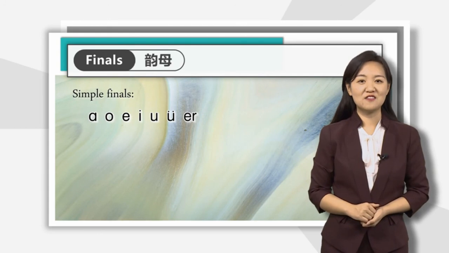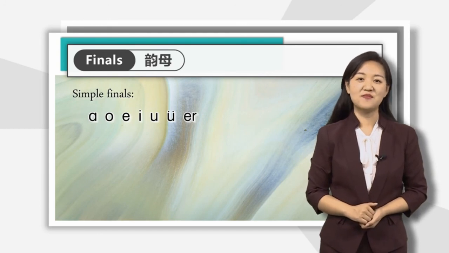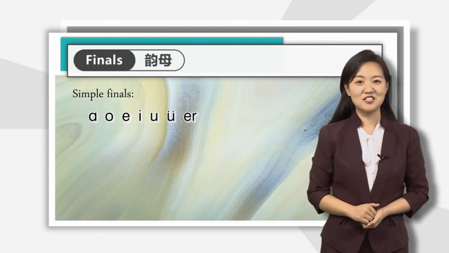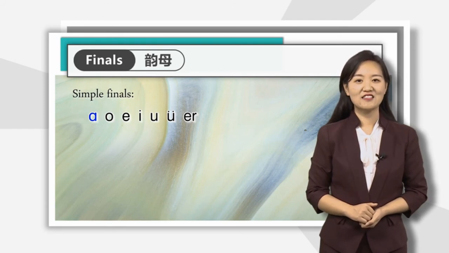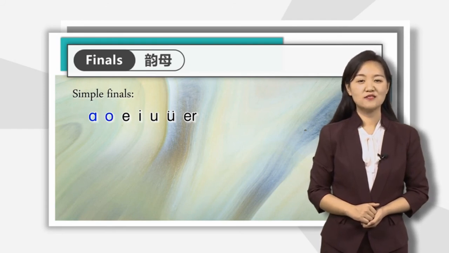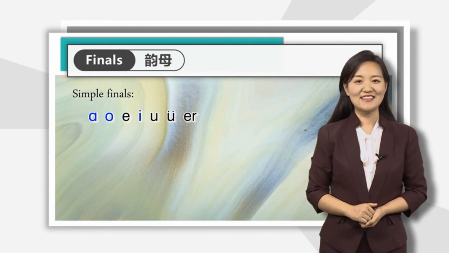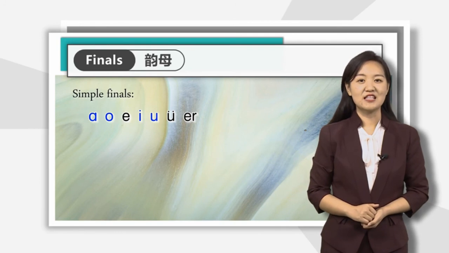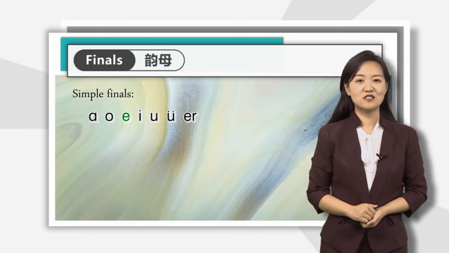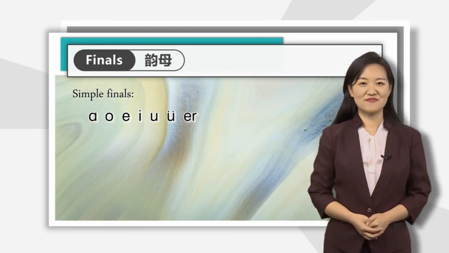Most of the simple vowels are also the basic vowels in many languages, such as a, o, i, u. They're very easy to pronounce. But e, ü, and er might be a bit challenging for you.